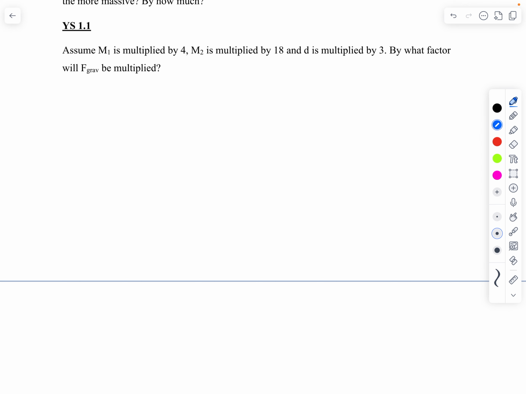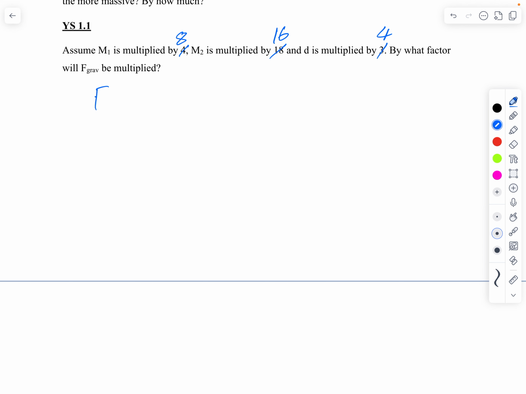Okay. So I will change the numbers here. Let's do 8. Let's do 16 and 4. Okay, so to be able to solve this problem, you need to know the force of gravity equation, which Dr. Yitzhak has shown us in the lecture last time.